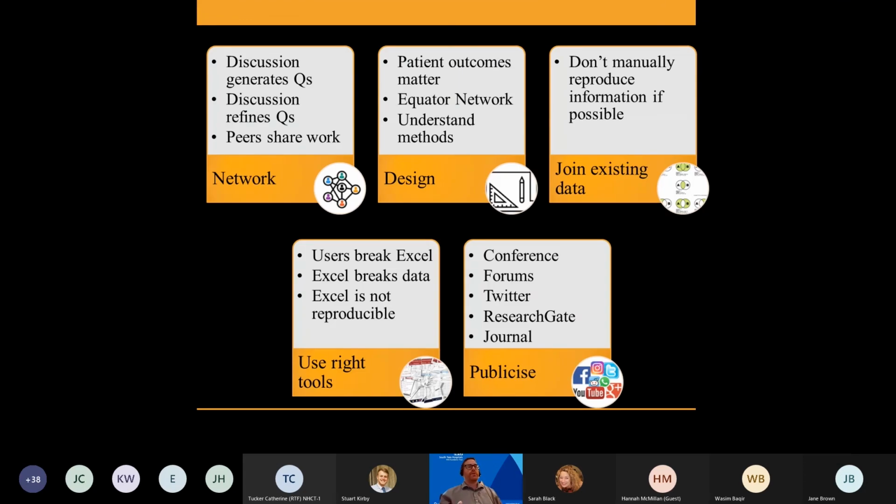And these 5 things are my top 5 tips. These are the sort of 5 things I would say to you if you are thinking of being a consultant pharmacist and wanting to do research. These are the things to think about. You need a network, and that network might be within your trust. That network might be national. That network will start discussing and generating questions.